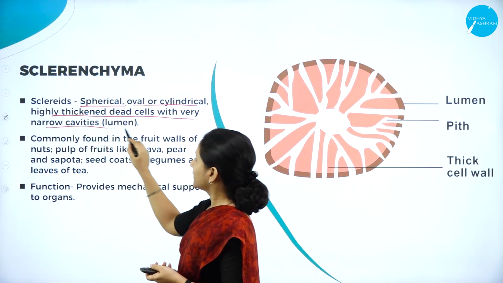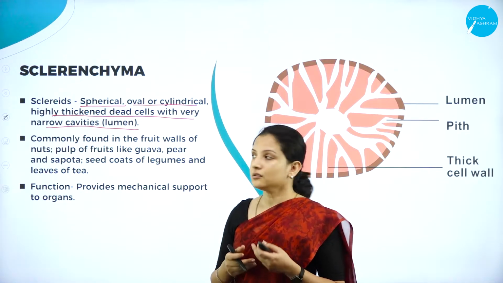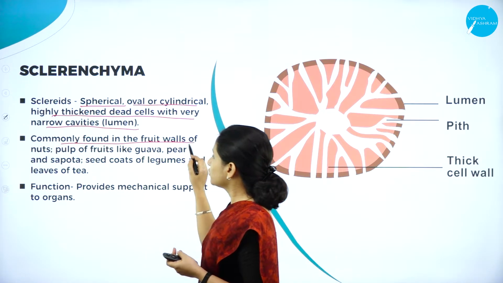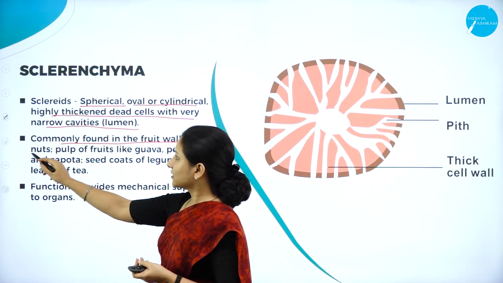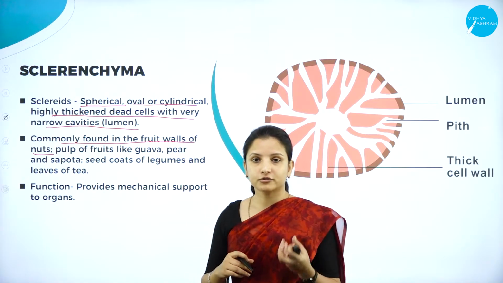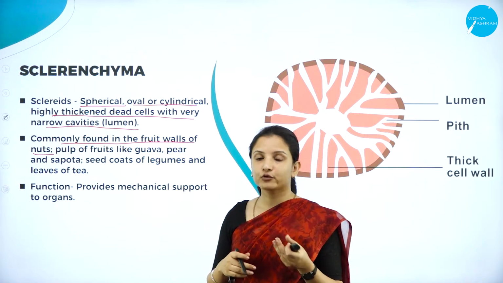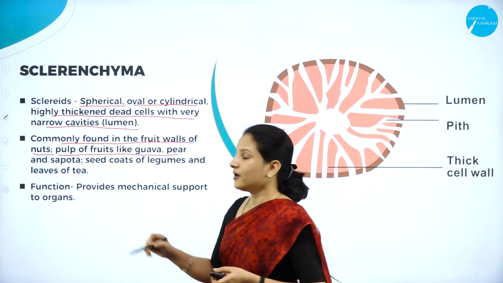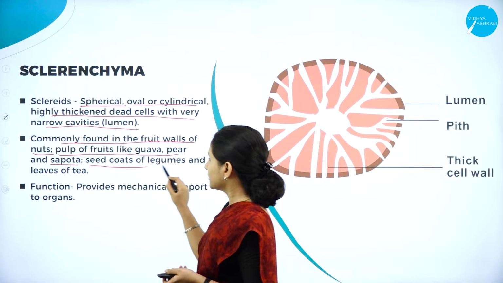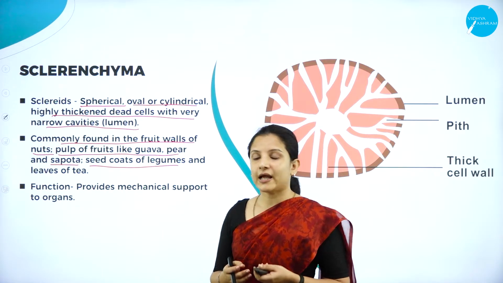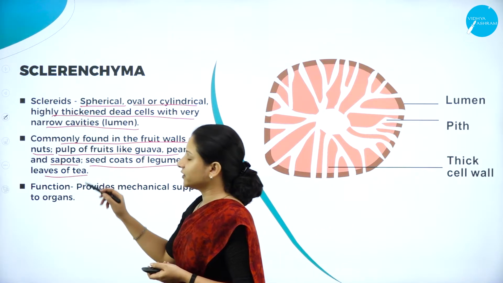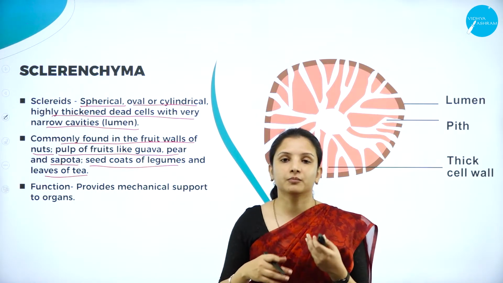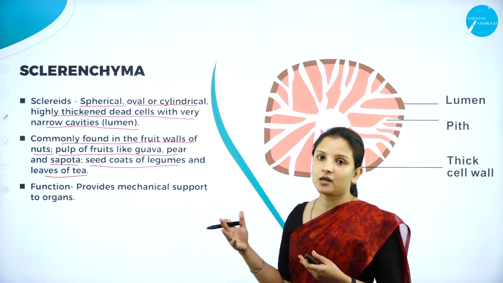So they have narrow cavities which are filled with thickened dead cells, and they are commonly found in the fruit walls of nuts. So these sclerites are usually found in the walls of the fruits, these nutty fruits. They are found in the fruit walls of nuts, in the pulps of fruit like guava, pear, and sapota, and they are also found in the seed coats of leguminous plants, and in the leaves of the tea plant. So these are the common parts of plants in which the Sclerenchyma are produced.